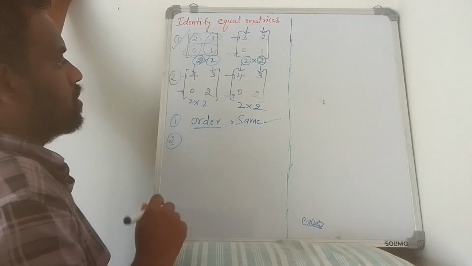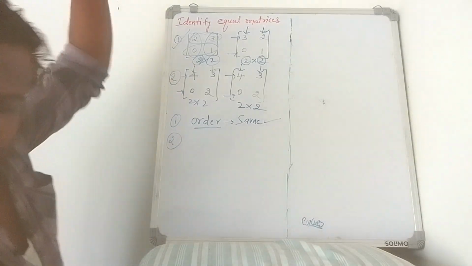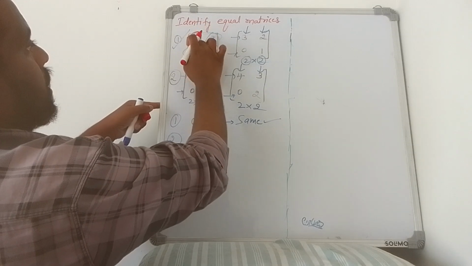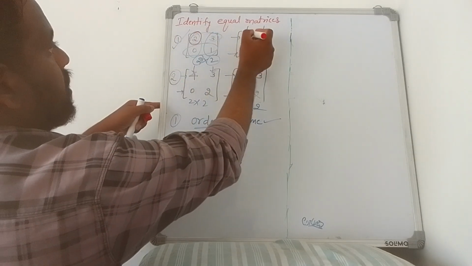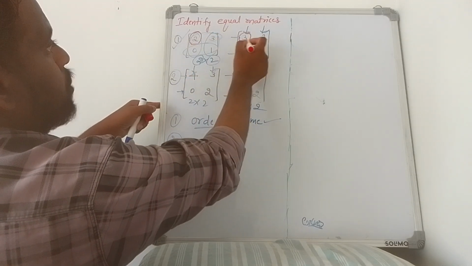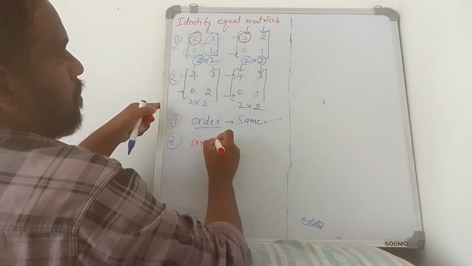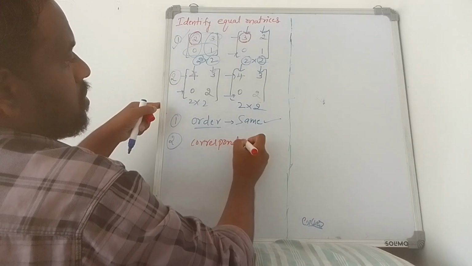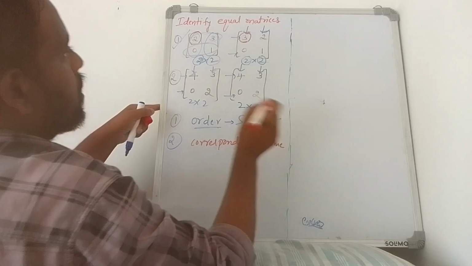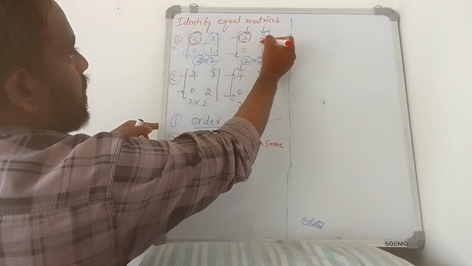Next, another condition is that corresponding elements should be the same. Corresponding elements means, so here 2 is there. Take the same position here. In this position there is 2, here it should be 2. But here we have 3. Okay. Corresponding elements should be the same. Here 2, here we have 3. Of course, here 2 is there, here 2 is there.